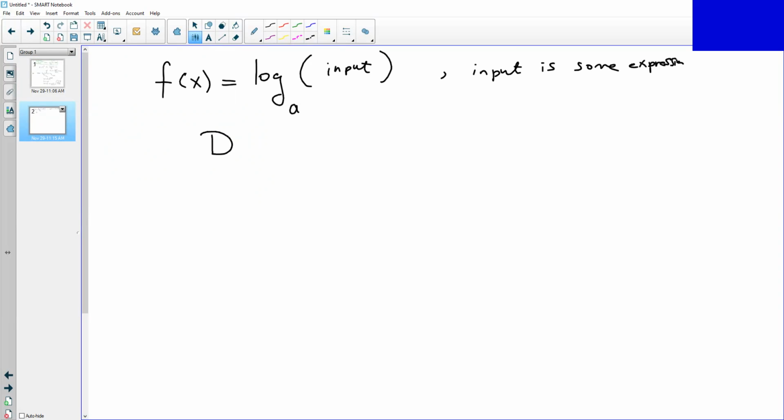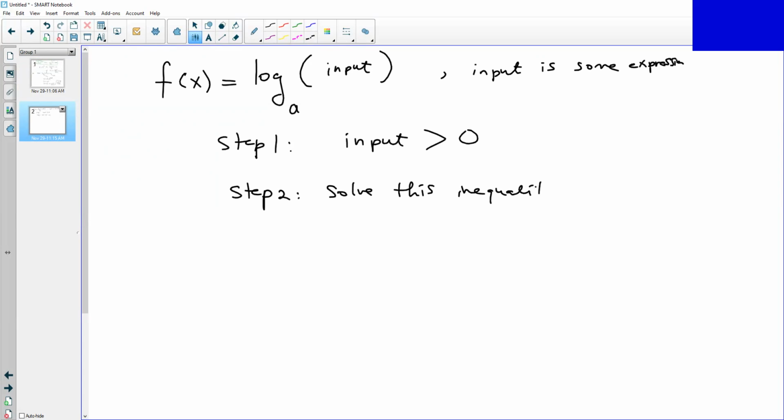To find the domain, we'll do this. Let me write it in steps. Step 1: the input must be bigger than 0, strictly bigger than 0. That becomes an inequality, so now you have to solve an inequality. In step 2, I will solve this inequality for the variable, and then you have the domain.